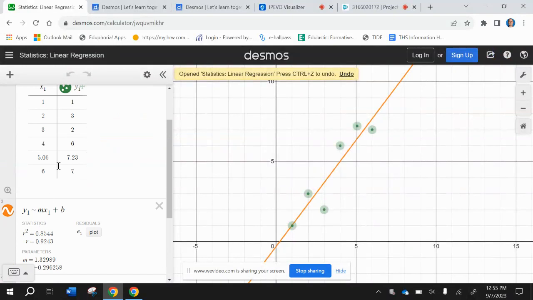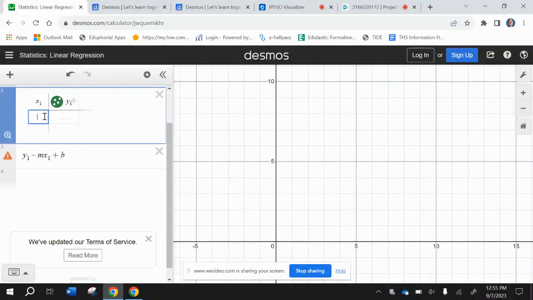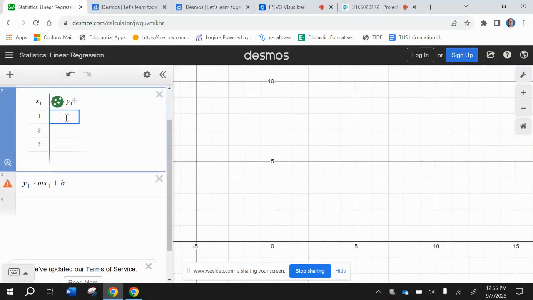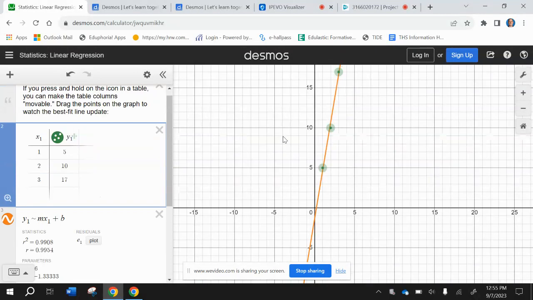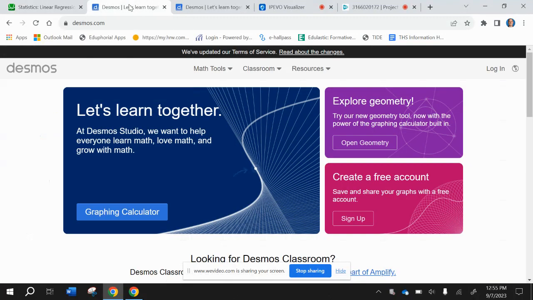Now we want linear, so that's perfect. Now we just need to change the table. So we have 1, 2, 3, 5, 10, 17. All right, and you can see here that the line matches the points. And our R value is almost 1, but not exactly. So let's try our next regression.